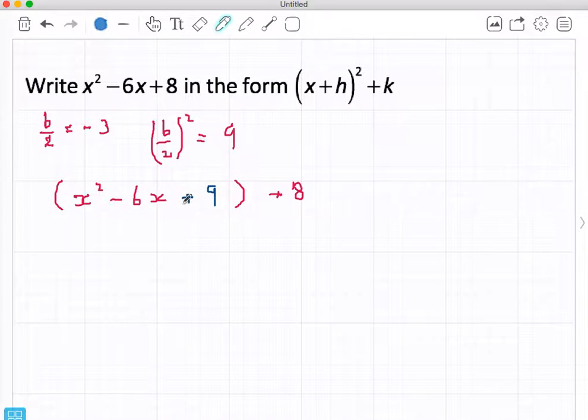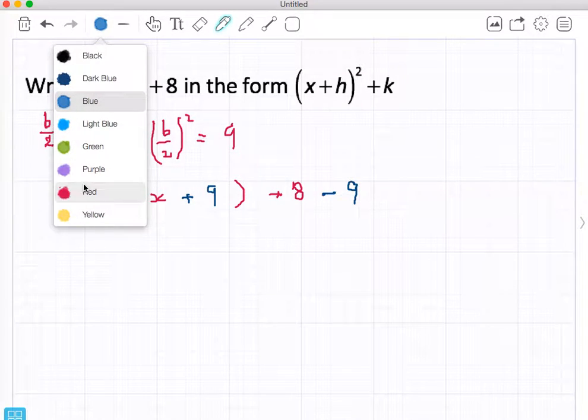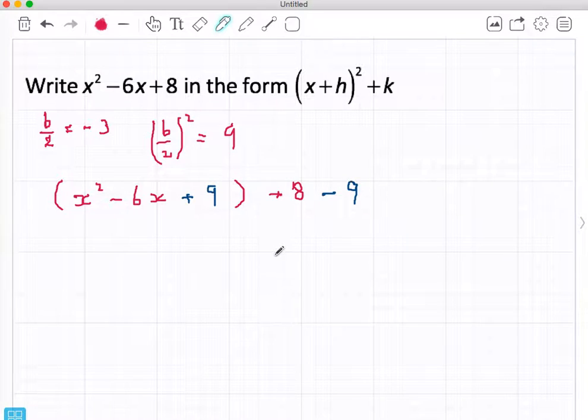Now if that in the bracket is +9, imagine taking the brackets away. We would have to get the same as before, so we have to take away 9 here. So that's b over 2 added and taken away. Inside the bracket I've added, and outside I've taken away. Having done that process, you have a perfect square.